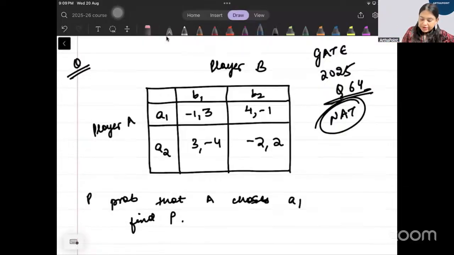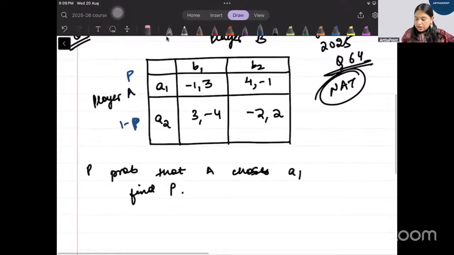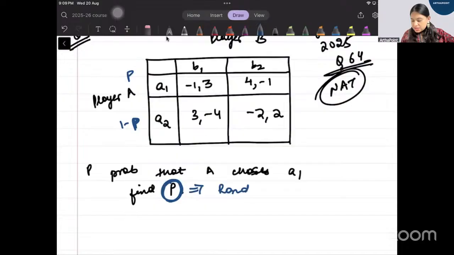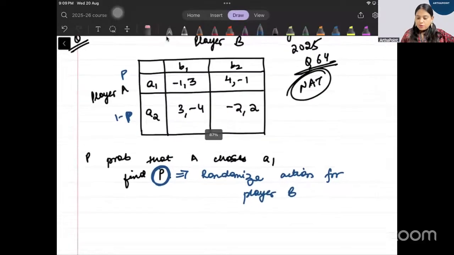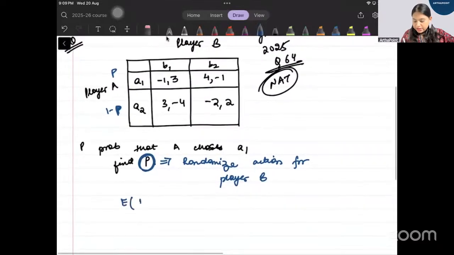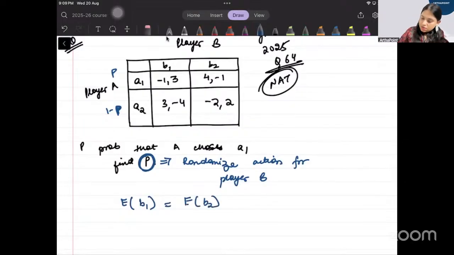So you take probability P here and 1 minus P here, right? In order to solve for P, you randomize action for player B. So we want that expected payoff of player B from action B1 and B2 should be the same. His payoff from action B1 is this beta. His payoff from action B2 is this, the number after the comma.